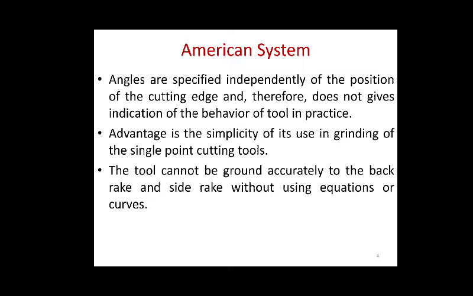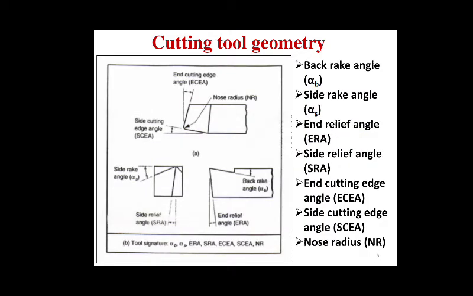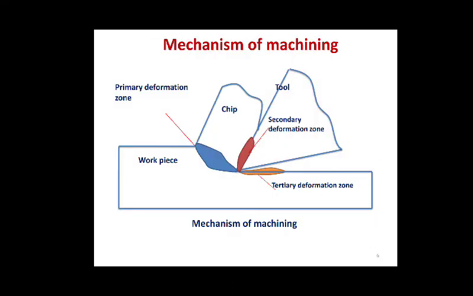So let us see the tool geometry. Here you can see the tool geometry, the views of single point cutting tool: back rake angle, side rake angle, end relief angle, side relief angle, end cutting edge angle, side cutting edge angle, nose radius. Now here we are going to see the mechanism of machining. Here you can see the workpiece is moving in this direction and the tool is moving in the opposite direction, and here the chip formation is there.